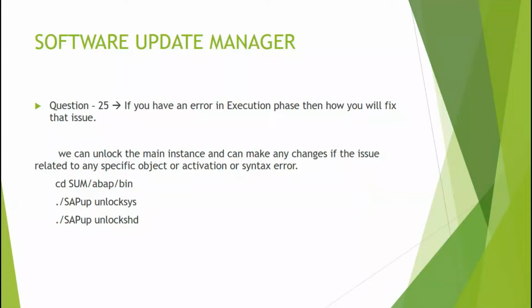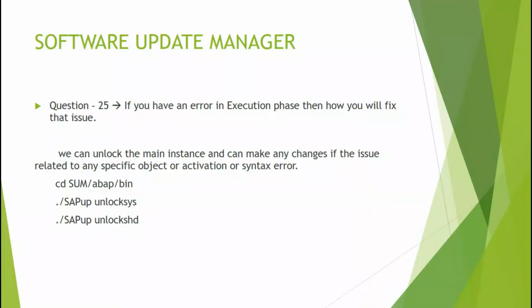And in the execution phase, you know that the system will be down and you cannot log in. So what do you have to do to fix that issue? Let's say your system is down, and you started the system as well with the start SAP command, but when you try to log in to the system, it will say that the system is in upgrade mode. In upgrade mode, you cannot log in. It will simply say that the system is in upgrade mode, and logon is not possible.